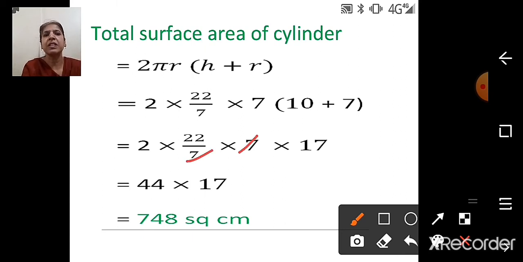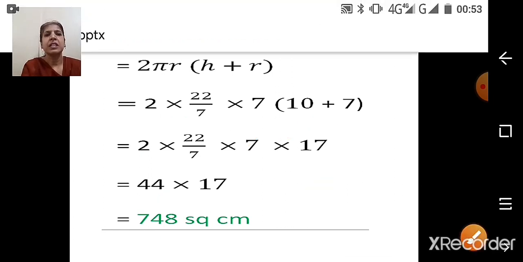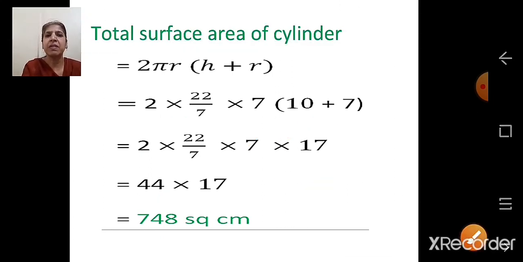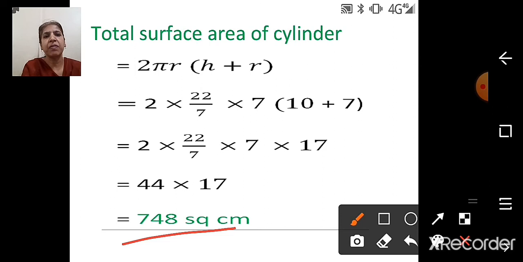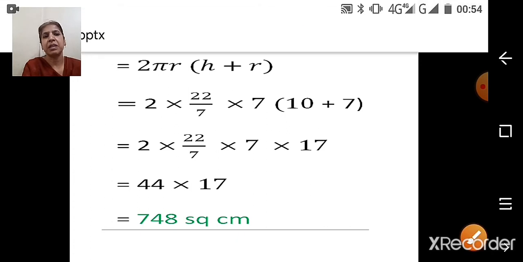7 ones will get cancelled. What is remaining is 2 into 22. So 2 into 22 is 44. Multiply by 17. So multiply 44 by 17, and when you multiply 44 by 17, you will get the answer 748. So answer is 748 square centimeter. So total surface area of cylinder is 748 square centimeter.